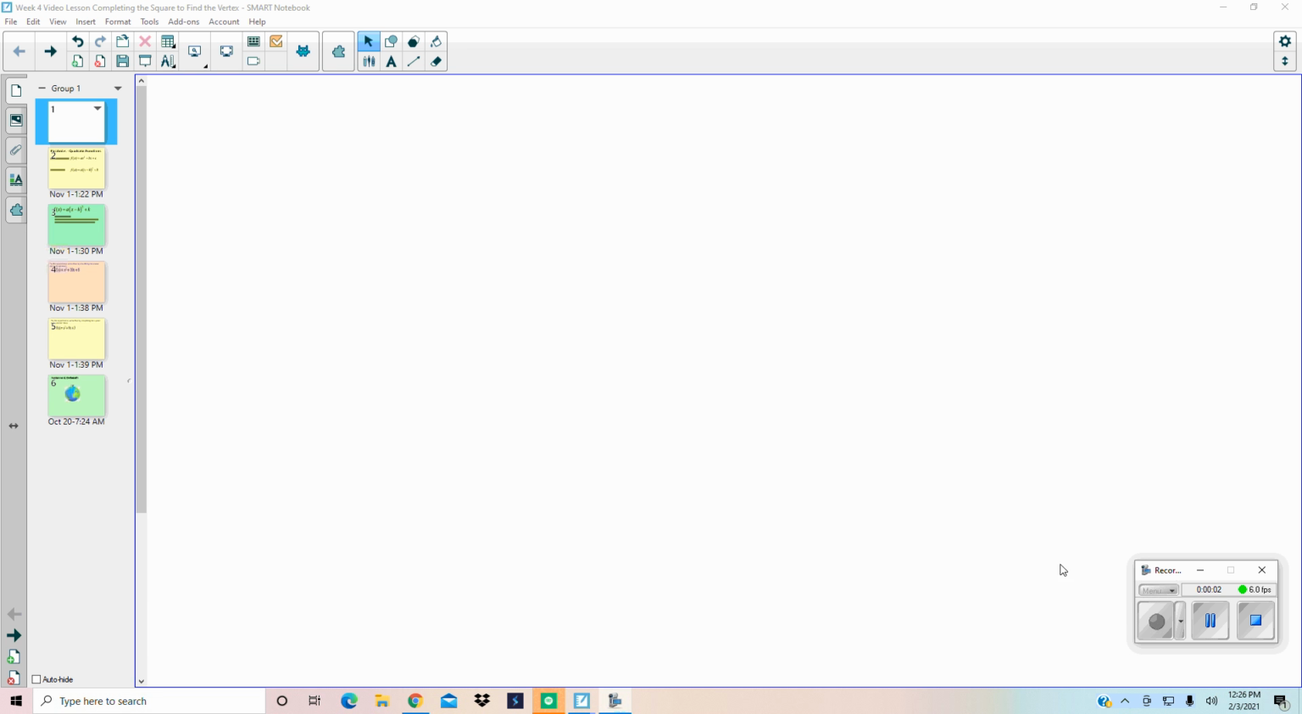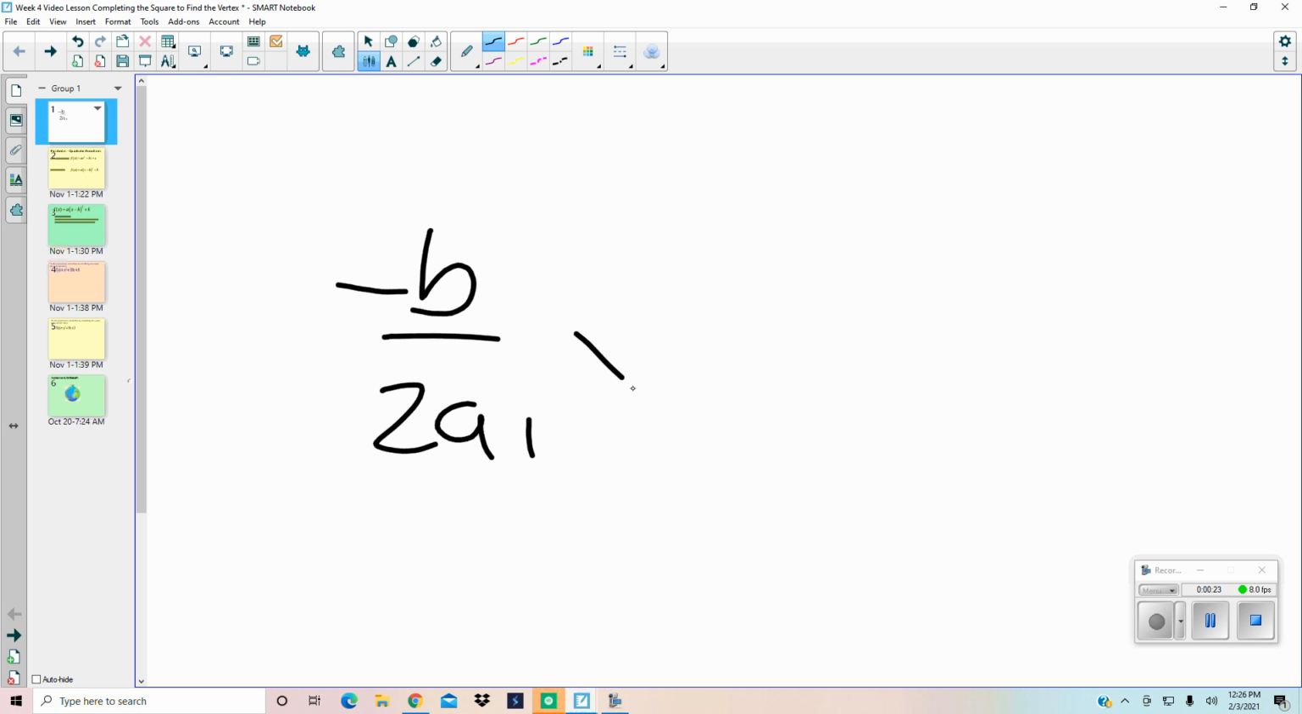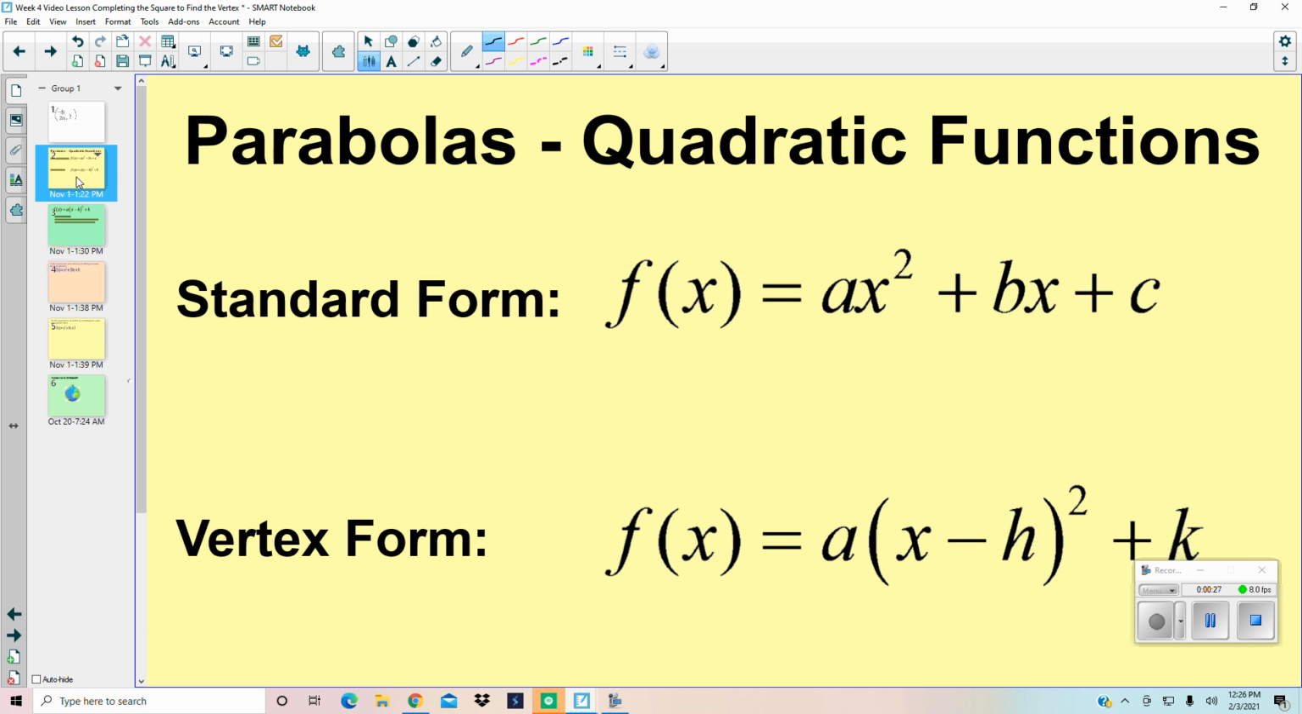Okay, folks, this is the video for week number 4, and we are finding the vertex of a quadratic using vertex form of an equation. One way we know how to find the vertex is by using negative b over 2a, and that's if the equation is in standard form. Standard form is when it's ax squared plus bx plus c.